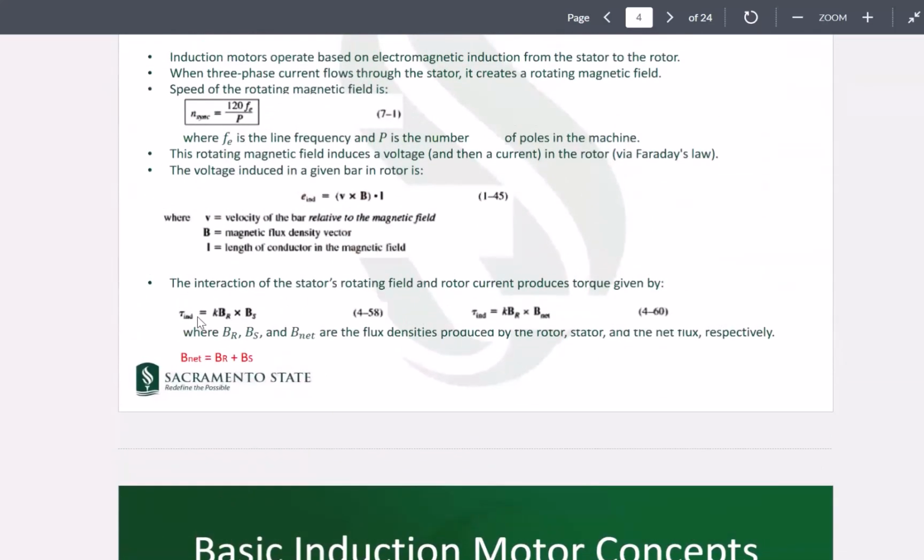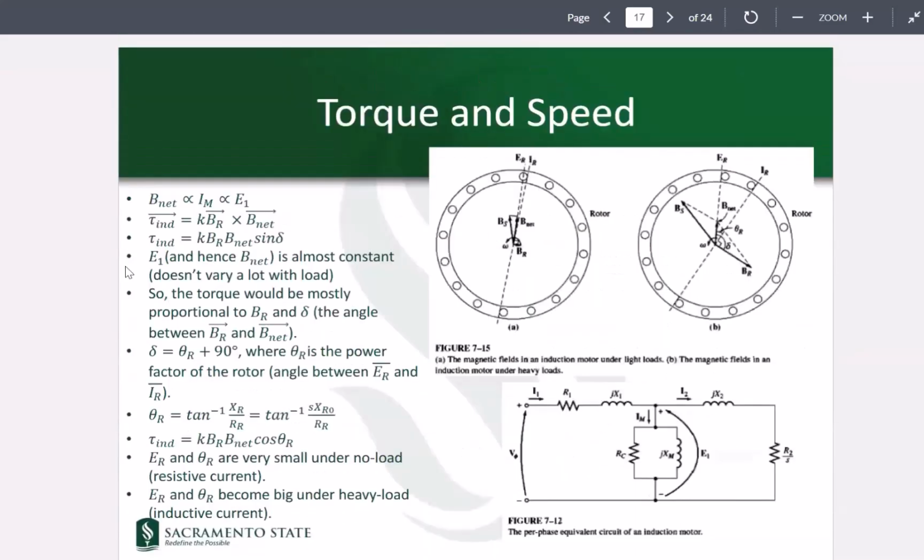We had both of these formulas, KBR times BS or KBR times B net. We're using this more because this B net is almost constant. So therefore, the tau would be mostly associated with BR and the angle that is between BR and B net. All right, let's have a review in here.